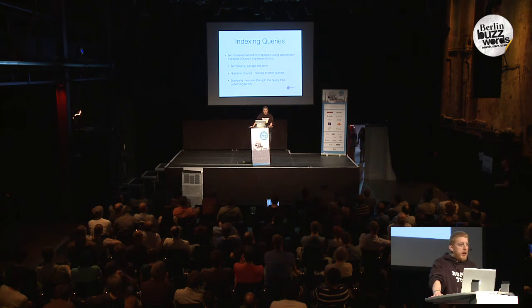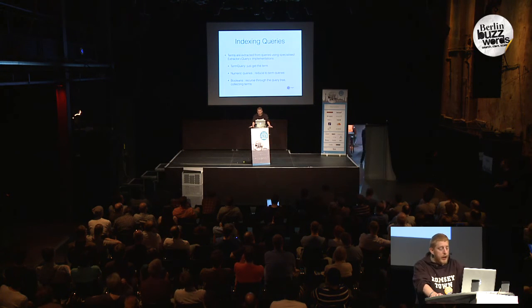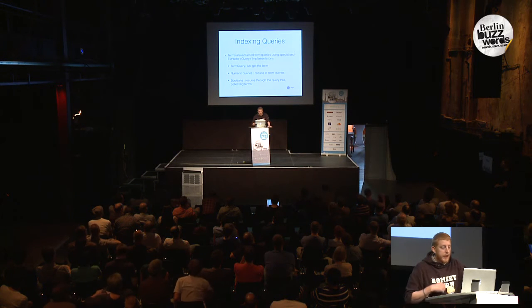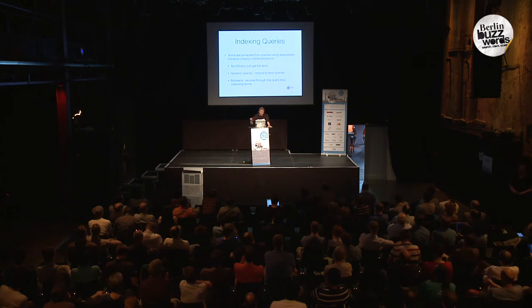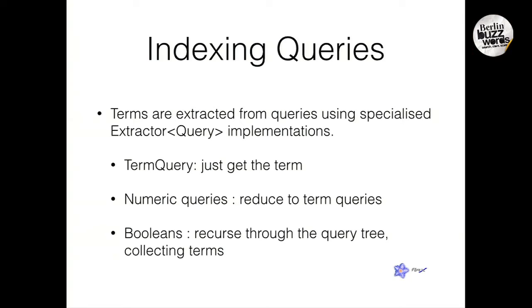So we index queries by having a bunch of things called extractors, which are parameterized by the query. Again, these are pluggable, so if you have your own queries, then you can put in your own way of extracting terms from them. A term query is very easy. We just pull the term out. Numeric queries are term queries as well underneath, so again, just pull the term out. And a Boolean query, you can think of as a kind of tree. We recurse through that query tree and pull out all the terms that we find within that query tree and we index those.